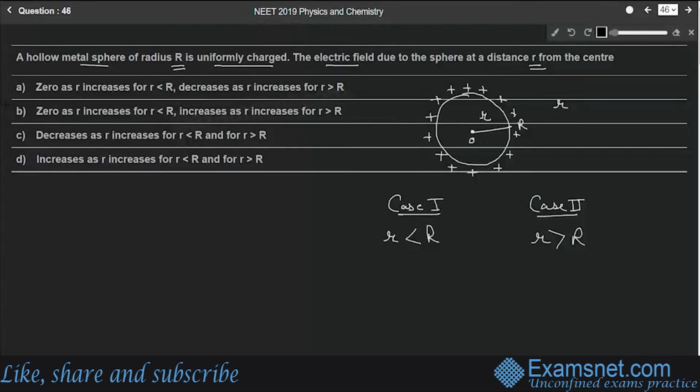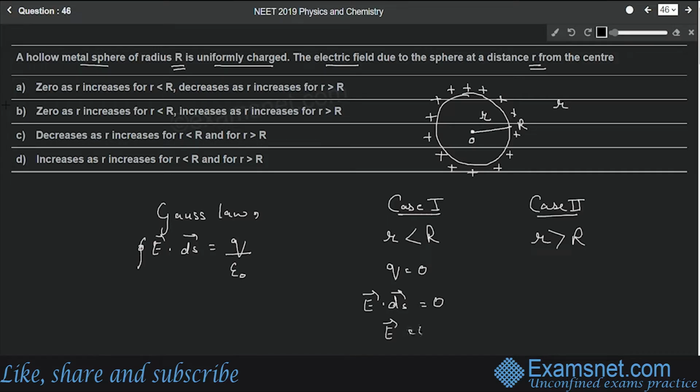Okay, now we know that according to Gauss's law, the integration of vector E dot vector dS gives q, that means charge, by epsilon naught. So in case 1 we know that the charge inside the hollow sphere is 0. So in case 1, q is equal to 0, so what will be the value of E dot dS? It will also be 0. So vector E will also be 0. So in the first case the value of the electric field will be 0.